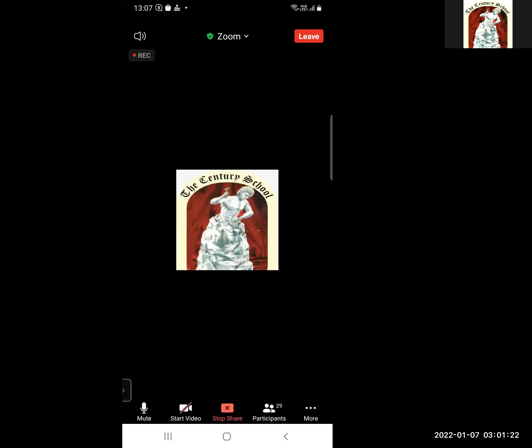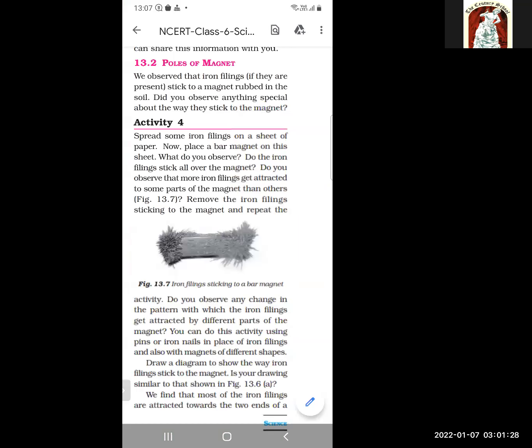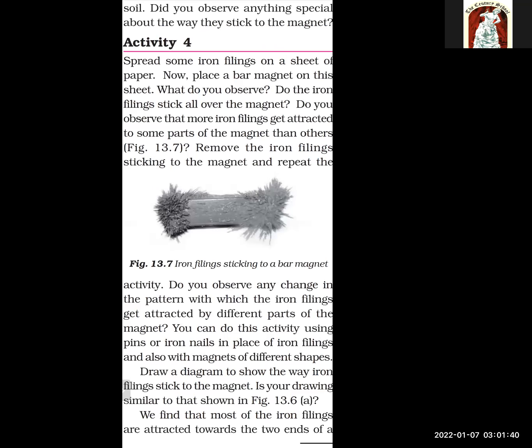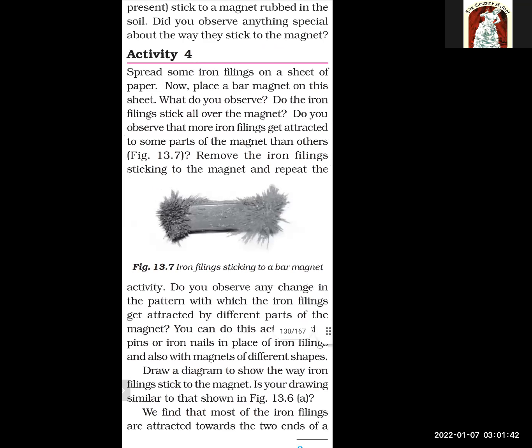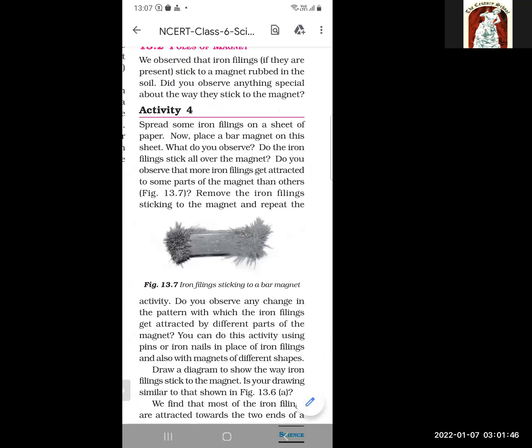So what are the poles of a magnet? A magnet has two poles. First is North Pole and second is South Pole. Where are they found? At the ends. At the ends, we will find that it has two poles. First is North Pole and second is South Pole.